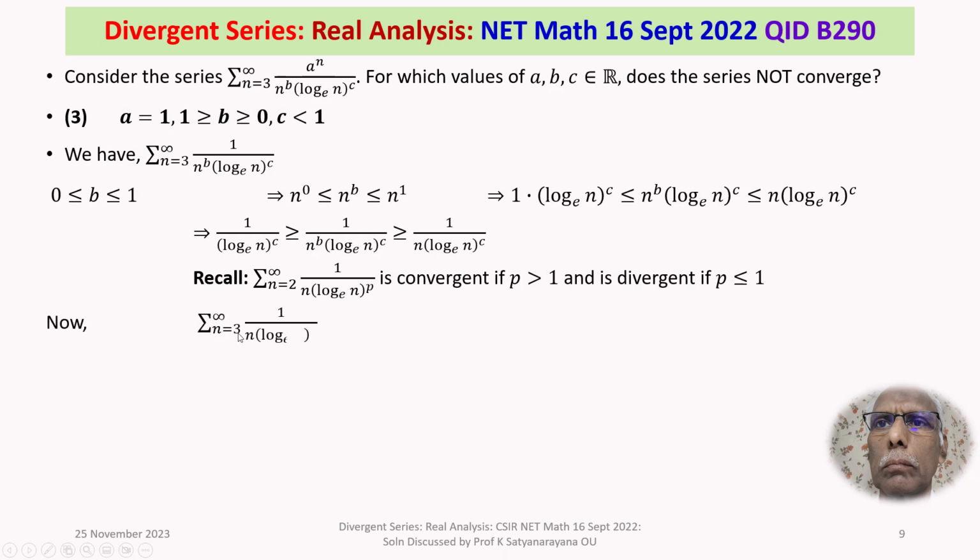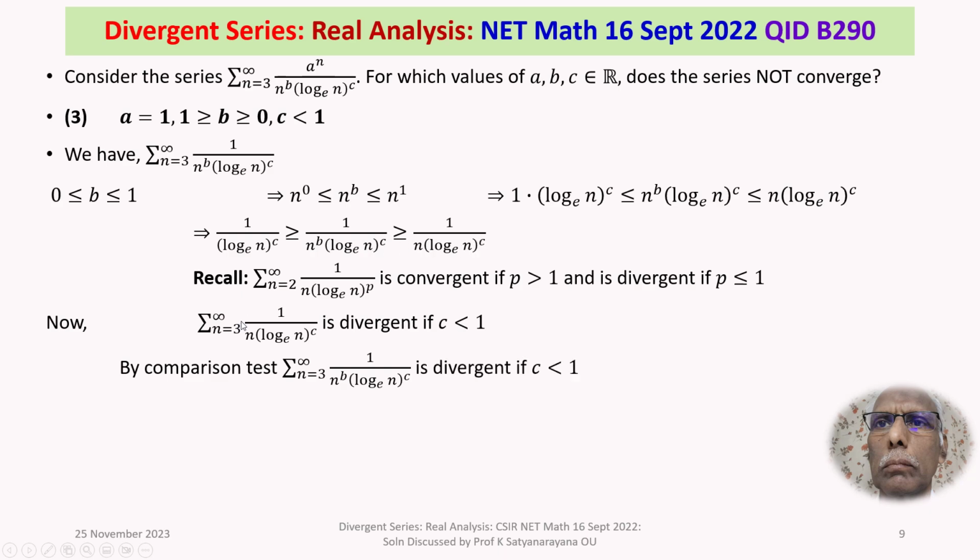So now the sum from n equals 3 to infinity of 1 by n (log n to the base e)^c is divergent if c less than 1. So if you take c less than 1, it is divergent. So you are using the comparison test here. By comparison test, this is so. So the sum from n equals 3 to infinity of 1 by n^b (log n to the base e)^c is divergent if c less than 1.